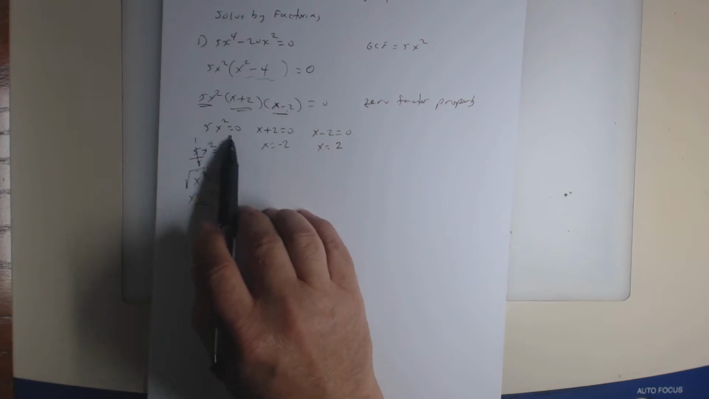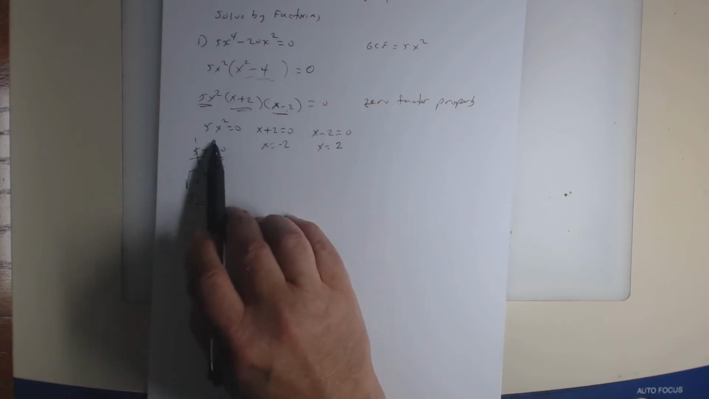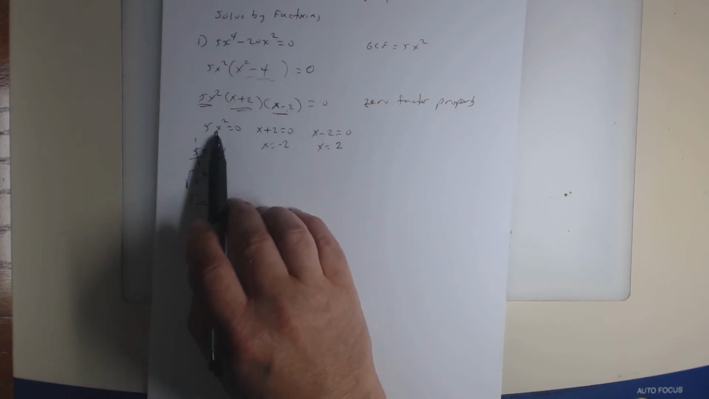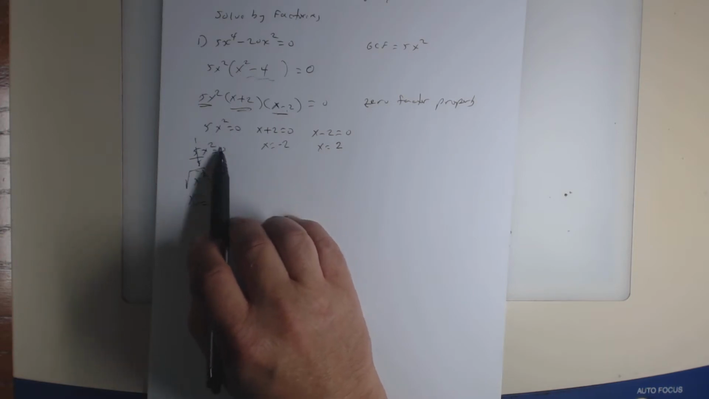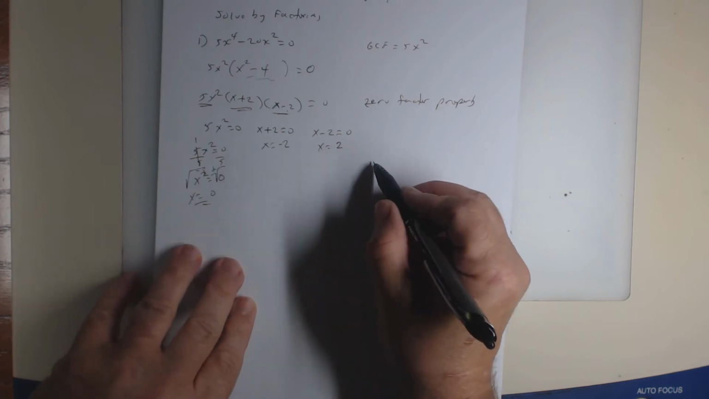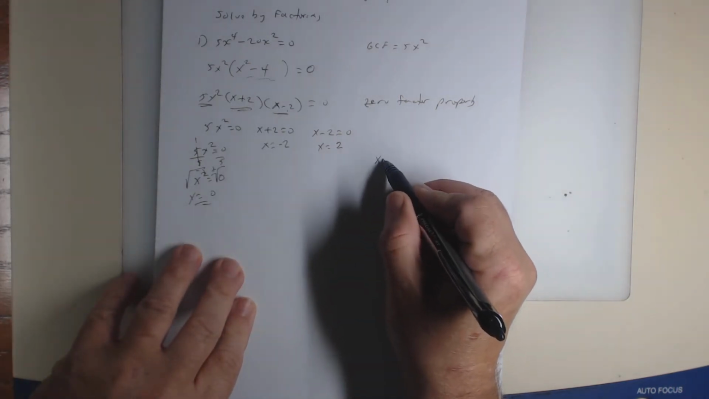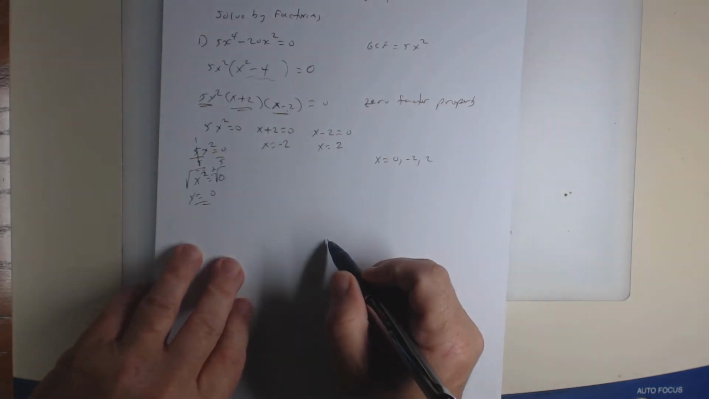But you really need to have seen that this was going to be a 0, because it's just a monomial. These are binomials, right? This is a monomial. So if your monomial contains the variable, then it has to be 0, because 5 times 0 squared is still what? 0. So how many solutions are there? 3. So x equals 0, negative 2, and 2. Okay?